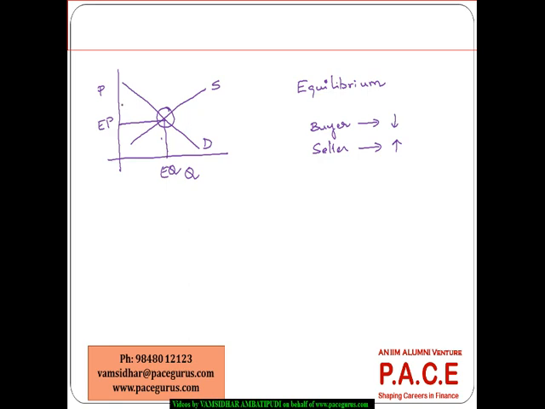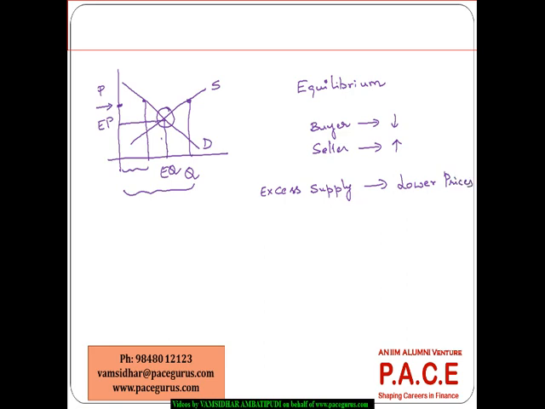Suppose the price is above this equilibrium price. The market price is somewhere here. As per the market demand curve, the quantity demanded is only this much, whereas as per the supply curve for this price, the quantity supplied is this much. So the quantity supplied is much higher than the quantity demanded, and there is excess supply. The sellers will find it difficult to sell off. The only way they can sell off that excess stock is to reduce the prices.